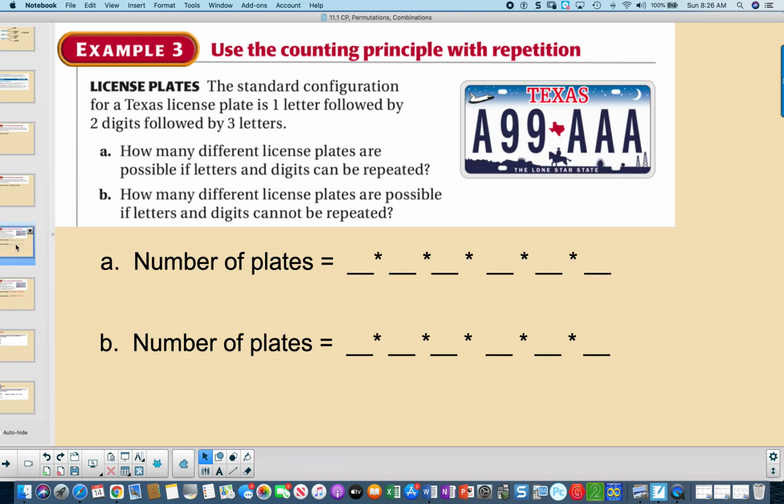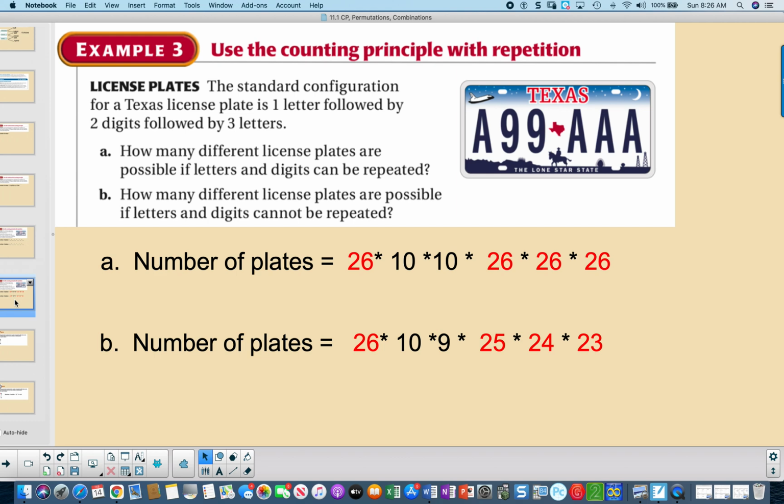Let's use the counting principle with and without repetition. The standard configuration for a Texas license plate is 1 letter, followed by 2 digits, followed by 3 letters. So let's take a look at how many different license plates are possible if digits and letters can be repeated, and when they cannot be repeated.